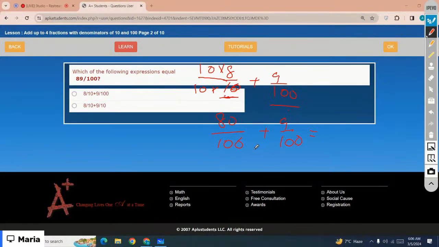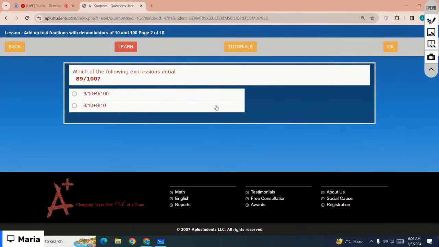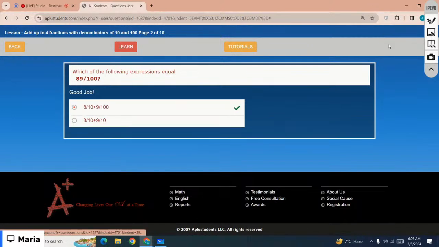Now you can see they have like denominators. 100 is the like denominator. You simply have to add their numerators. 80 plus 9 is 89. That would be 89 over 100. So the correct option is option number 1, that is 8 over 10 plus 9 over 100. If you don't know how to make the denominators the same, you must revise the lessons we did last week.